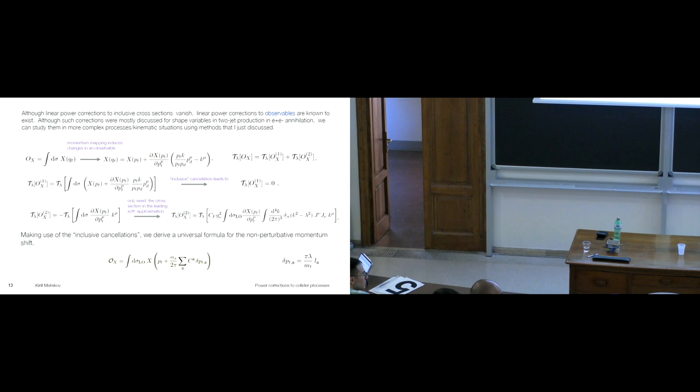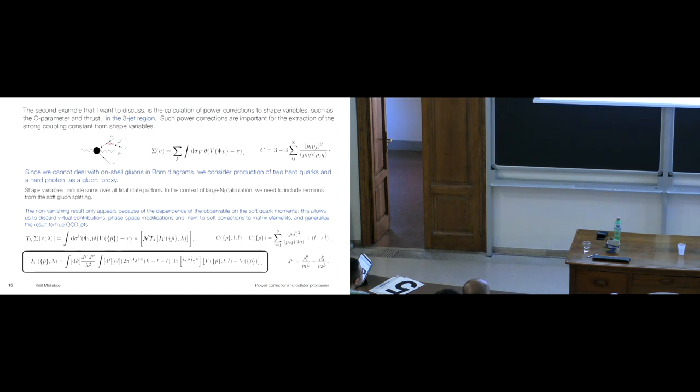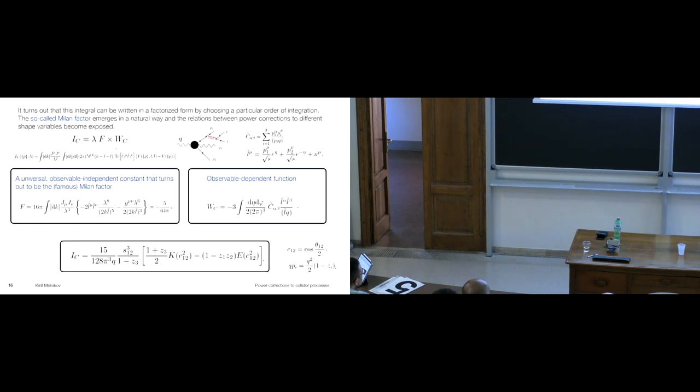I do have a question about your slide on the C parameter. One of the last ones, when you calculated this. The one where you have the lambda with the next one, I think.